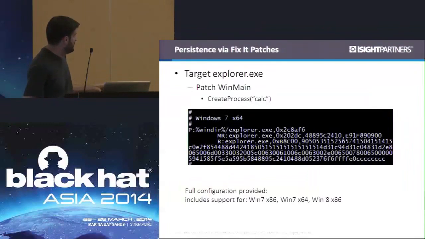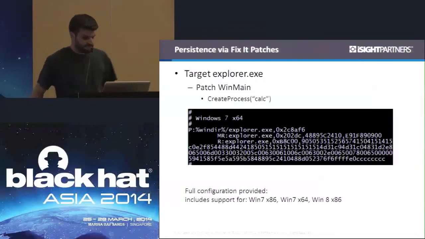This RVA here is for WinMain, and I overwrite the first bytes with a jump. Then this is at the end of the image size. That's just my shellcode. Included in GitHub are the configuration files for Win7 32-bit, 64-bit, and Win8 32-bit.